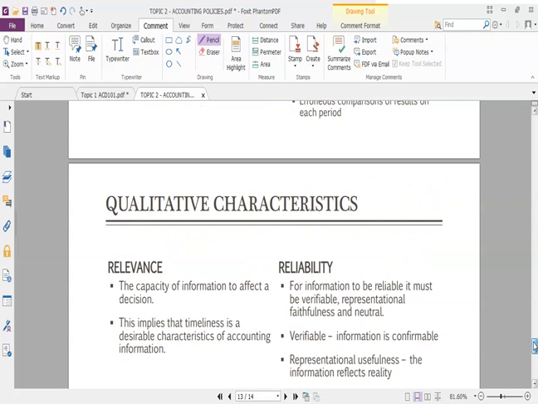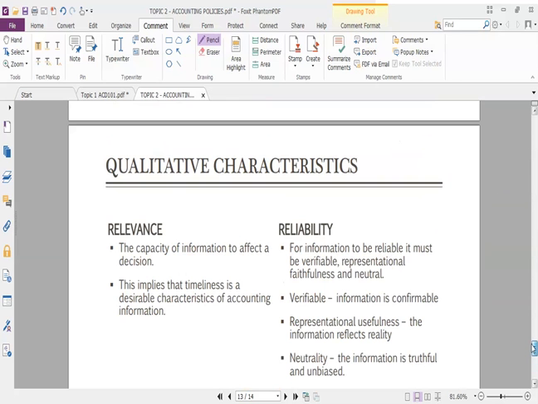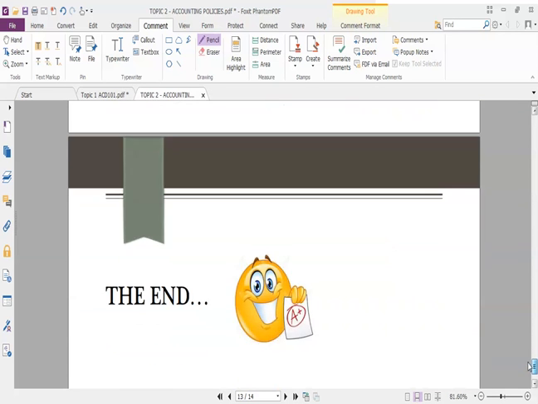That is just the qualitative characteristics, not more than that. It's just the theory part. So that's all for today.